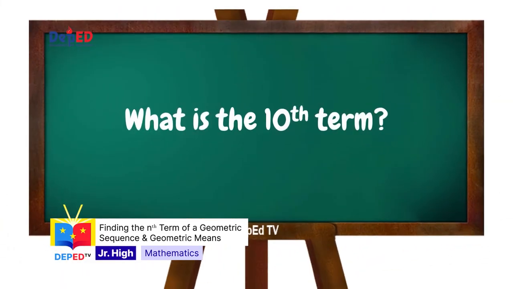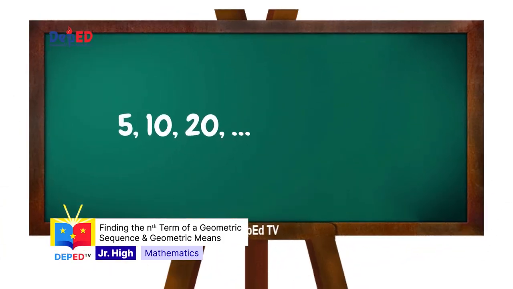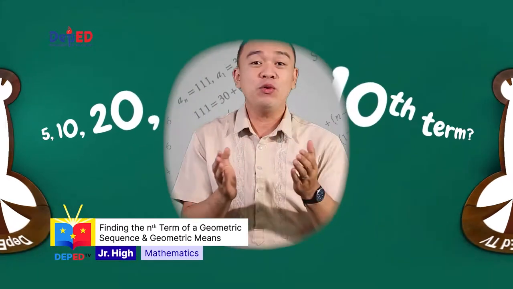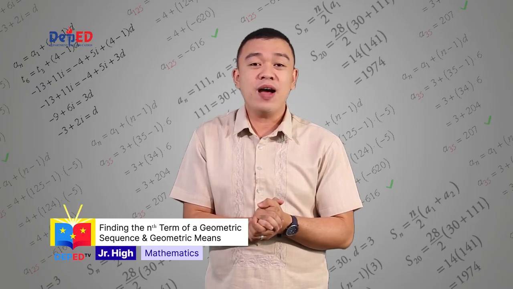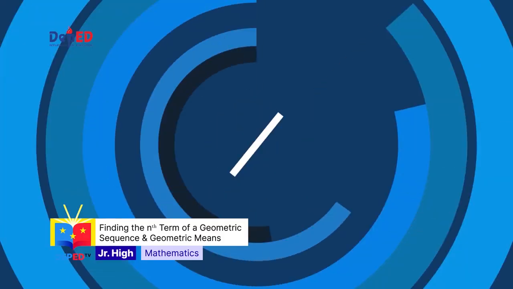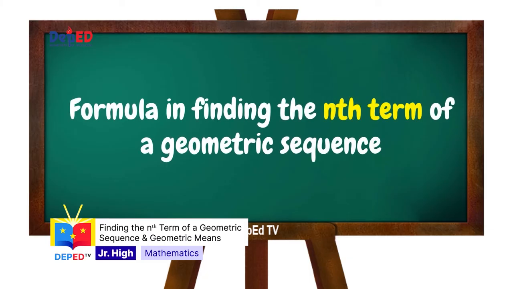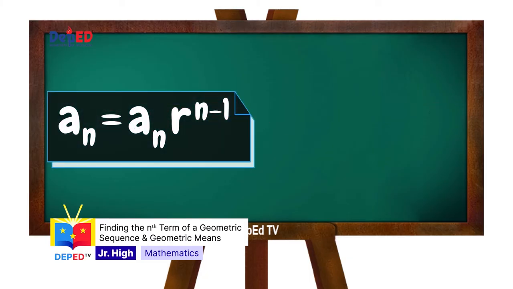Now, what do you think is the tenth term? Using the geometric sequence 5, 10, 20, and so on, you are asked to find the 10th term. Let us now use a formula which may help us find an unknown term of a geometric sequence. The formula in finding the nth term of a geometric sequence is a sub n is equal to a sub 1 times r raised to n minus 1.